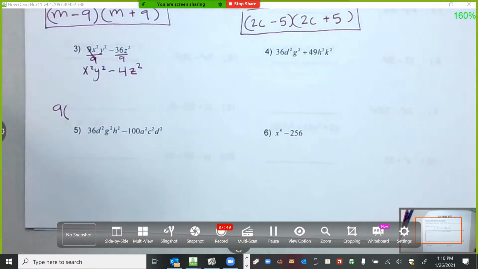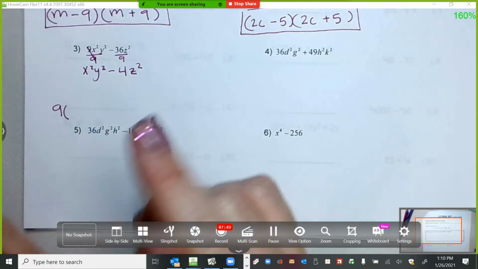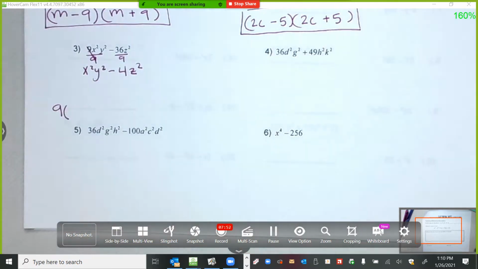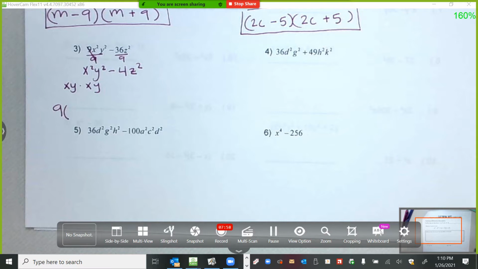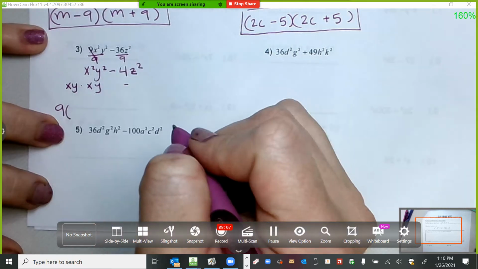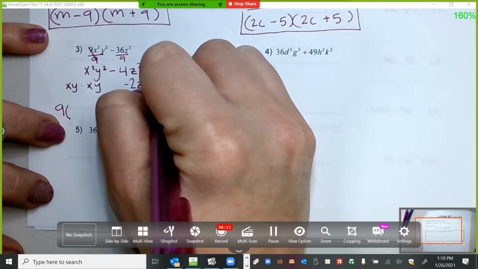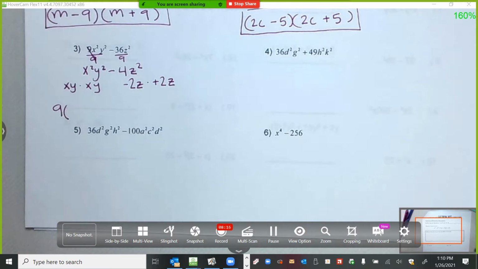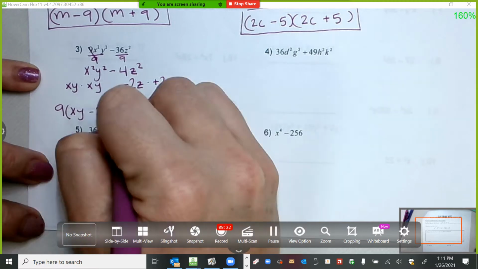Now, do I still have a perfect square minus a perfect square? Yeah. Okay, what times what gives you x squared y squared? But we're going to separate it. So xy times xy, because remember, they need to be the same, because that's what makes the b term cancel. And then what times what gives us negative 4z squared? Has to be the same. Okay, so when I fill in my parentheses, I get xy minus 2z, xy plus 2z.